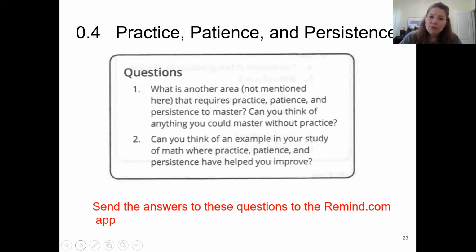Can you think of anything you could master without practice? That's a good question. And then number 2, can you think of an example in your study of math where practice, patience, and persistence have helped you improve? So any kind of math you've done, whether it's in school or out of school, on your job, whatever. All right, and please send those answers to remind.com.